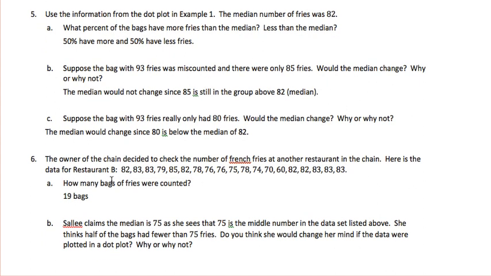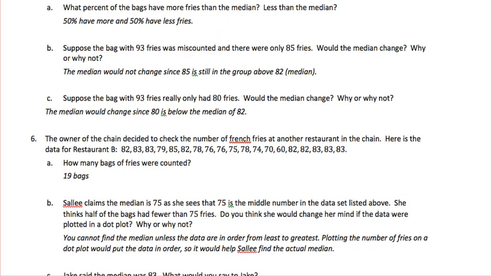Well, first of all, 75 might be the middle number in this list. 1, 2, 3, 4, 5, 6, 7, 8, 9, 10. And there are 9 pieces this way. But this list is not in order from least to greatest. And the median is the middle number when it is in order from least to greatest. If Sally plots the data set on a dot plot, it would automatically put the data in order, so that would help Sally find the actual median.